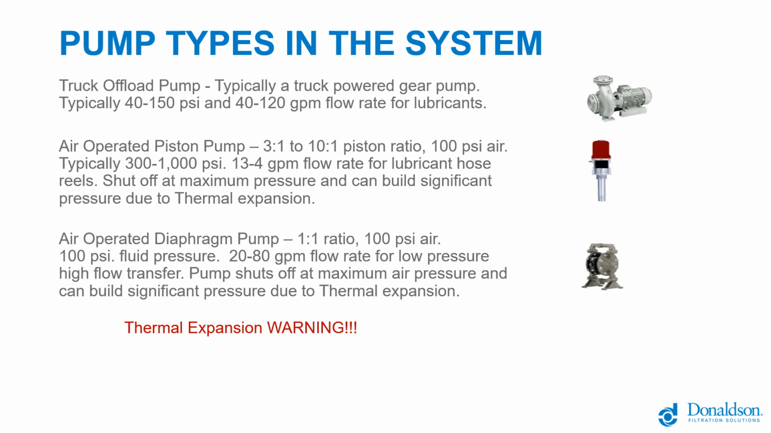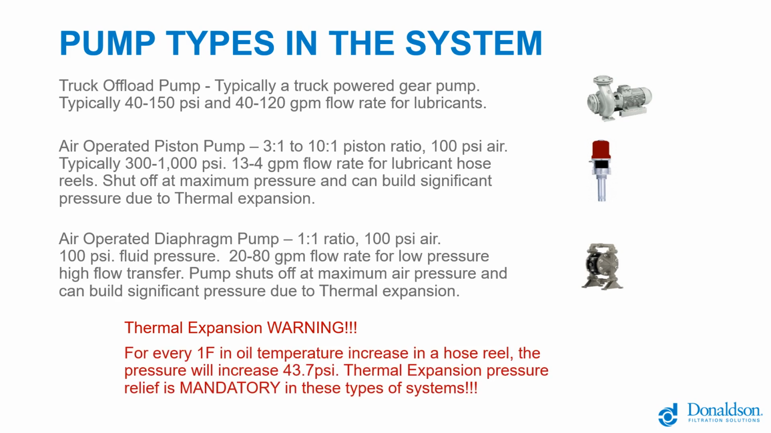That goes on in these systems as well, and the high pressure hoses that these systems are built with constrict and hold that pressure very well. They can increase pressure, hundreds and thousands of pounds of pressure in these systems if the oil begins changing temperature significantly. So for every 1 degree Fahrenheit the oil in that hose increases, it generates another 43.7 pounds of pressure. So a 10 degree Fahrenheit increase in temperature in that line, and you've got 437 pounds of pressure build up above the shutoff temperature.